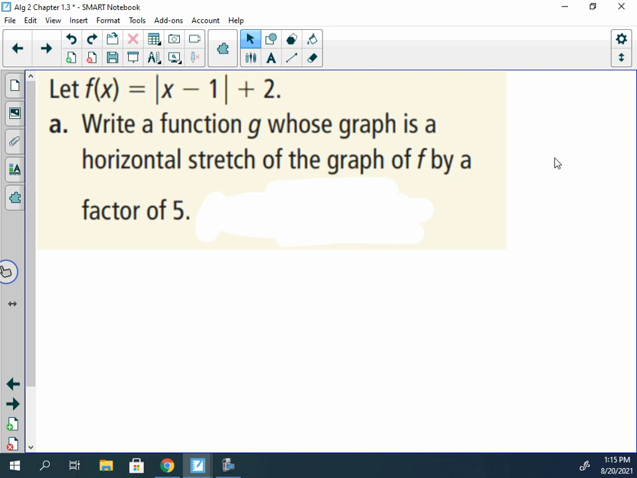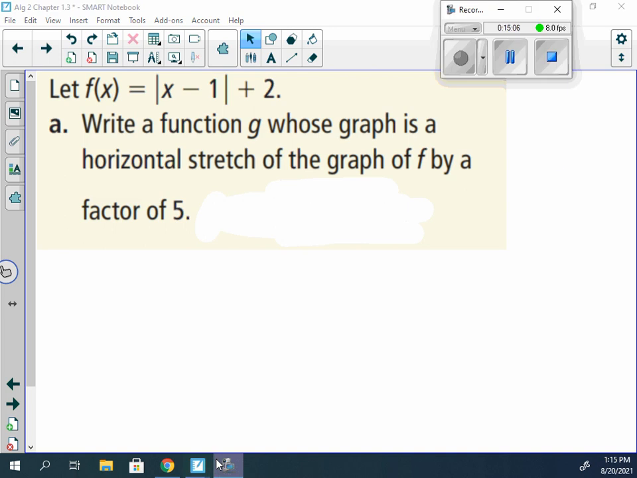This one here. So again, in your notes, it's probably going to say vertical stretch of the graph, but we're going to do horizontal instead. So you gotta flip it? Yep, so we'll have to flip the value. Write a function g whose graph is a horizontal stretch of the graph f by a factor of 5.